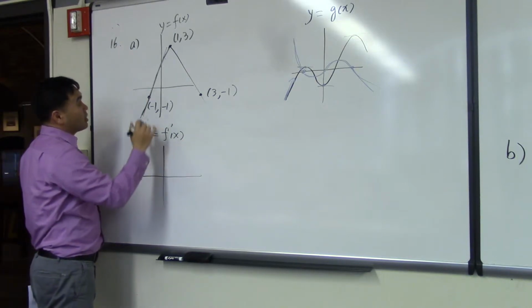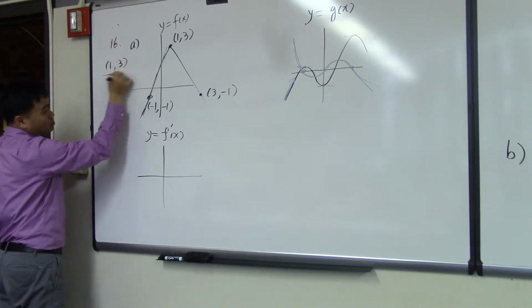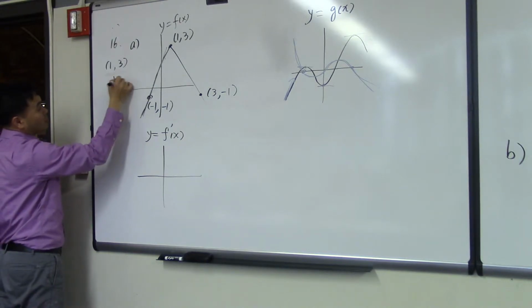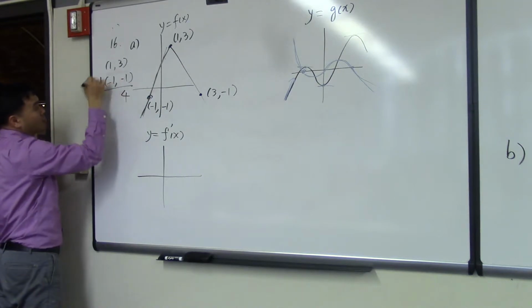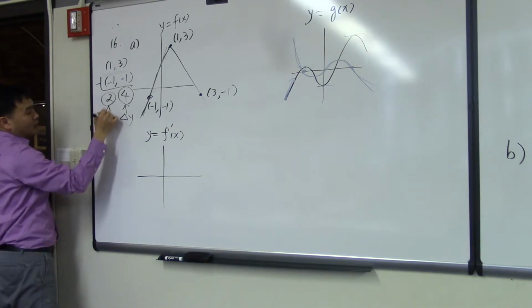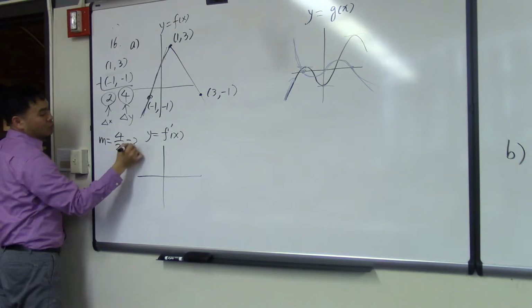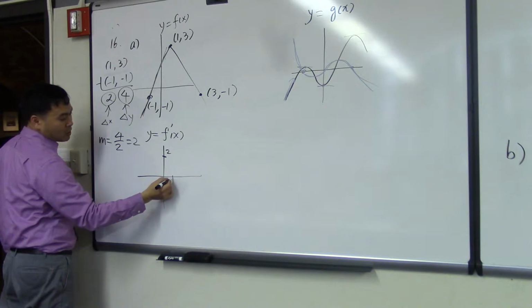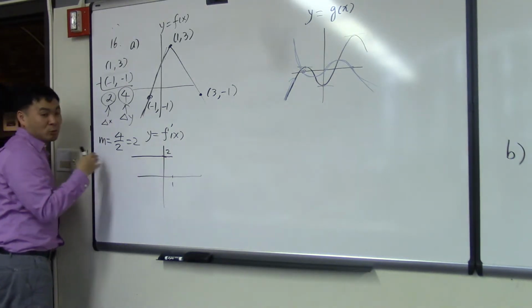Okay? And we can actually figure out the slope between these 2 points just by doing rise over run, or change of y over change of x. So let's just put 2 numbers here and subtract. 3 minus negative 1 is 4, 1 minus negative 1 is 2. That's the change in y, that's the change in x. So the slope is change of y over change of x, which is 2. So we know that until you hit the point x equals 1, the graph of the derivative will always be 2.